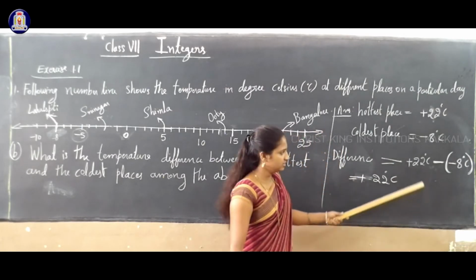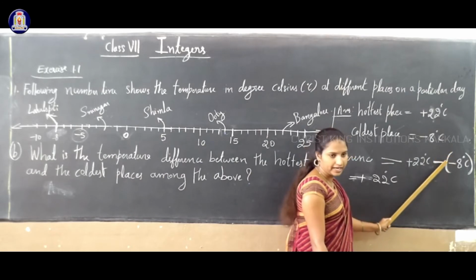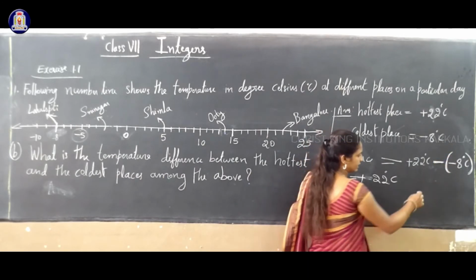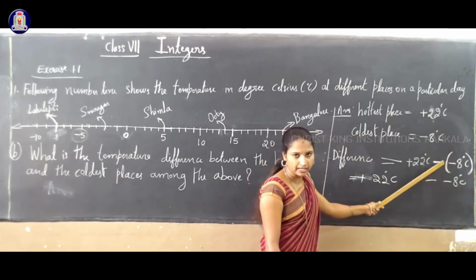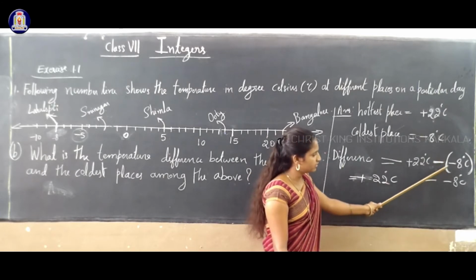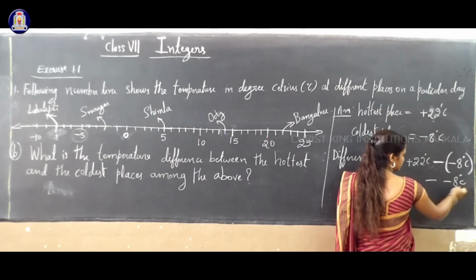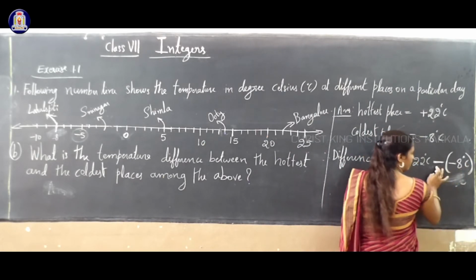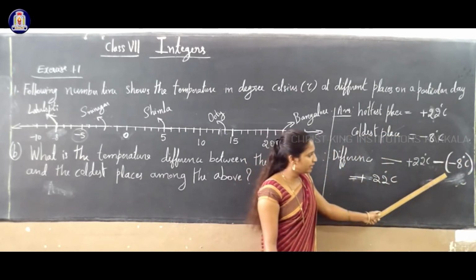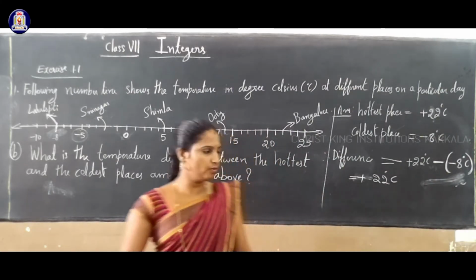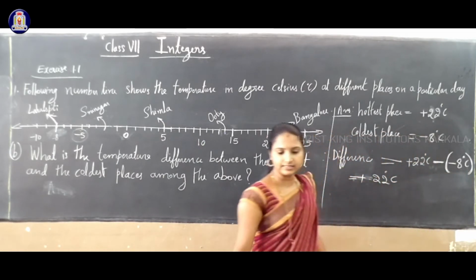See now, this is very important. In between these two signs there is a bracket, right? We cannot write minus minus 8 degrees Celsius like this. This is wrong. If you get a negative integer, then you must write it in a bracket. So we cannot write minus -8 degrees Celsius; we have to write minus into (-8) degrees Celsius. You know a bracket means multiplication, right? So first you have to multiply the signs.